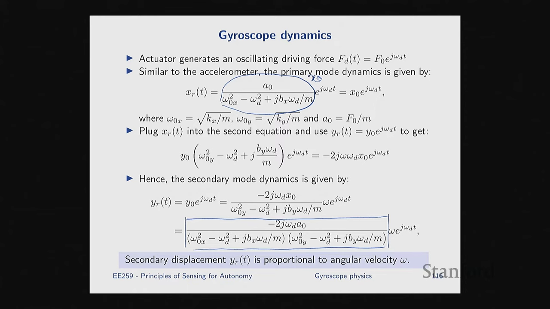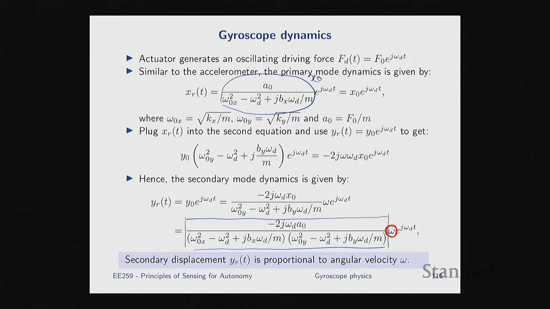The thing that really matters here is this little omega, that you can almost miss if you don't look for it. So what is essentially the key here is that the displacement in the sense direction is directly proportional to the angular velocity that we are trying to measure. So we did actually build a gyroscope. It is doing what it's supposed to do. So your secondary displacement is proportional to the angular velocity omega.